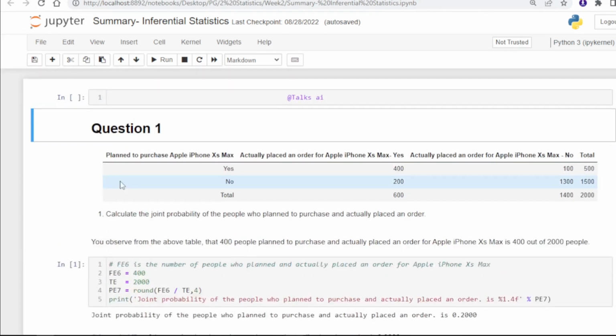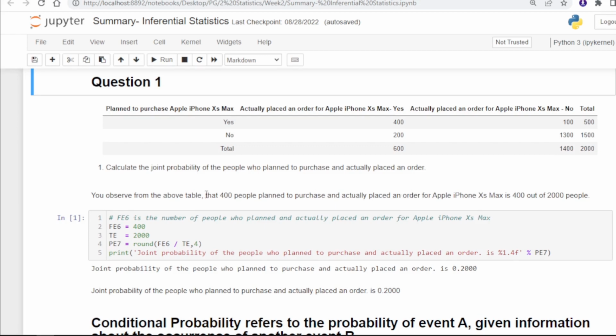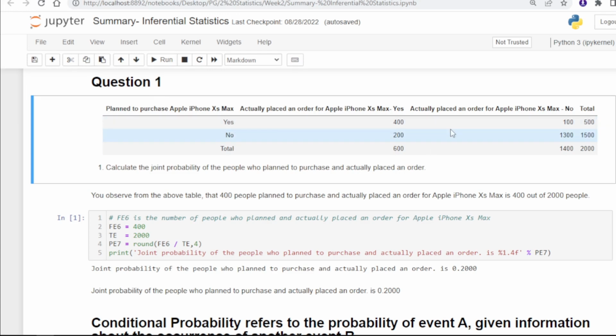So let's say we have a given table about plans to purchase an iPhone XS Max. Yes, and actually placed an order for Apple iPhone XS Max. No, and this is the total number. Now the first question is: calculate the joint probability of the people who plan to purchase and actually placed an order. That means they also planned and actually purchased that order.